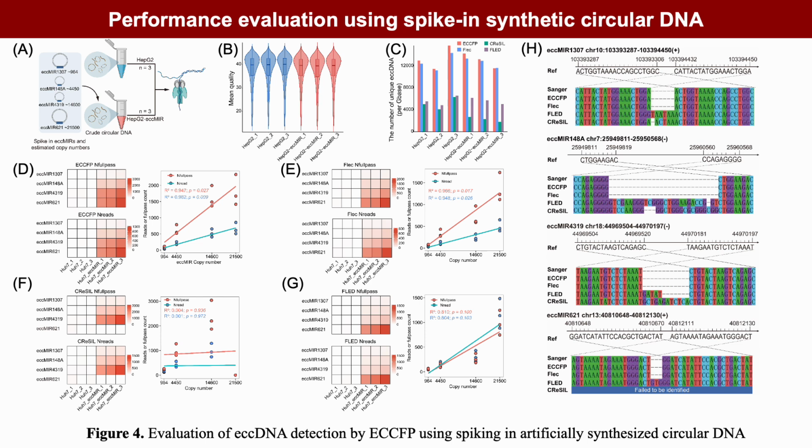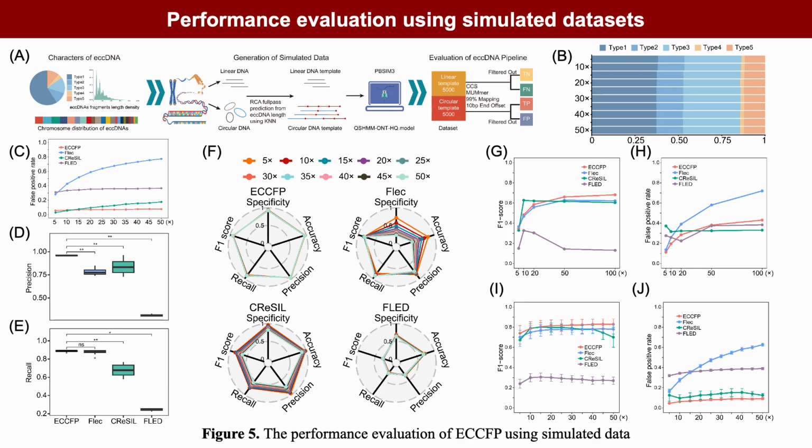The sequencing results showed that ECCFP fully identified all spiked-in circular DNA with accurate junction positions validated by Sanger sequencing. Furthermore, the number of eccDNAs identified by ECCFP highly correlated with the spike-in copy numbers. Simulated datasets based on real rolling circle amplification were used to further evaluate ECCFP performance. Across 4 pipelines with varying depth and read type proportions, ECCFP demonstrated stable and superior performance in very deep simulated datasets. These results support ECCFP's broad applicability and robustness.